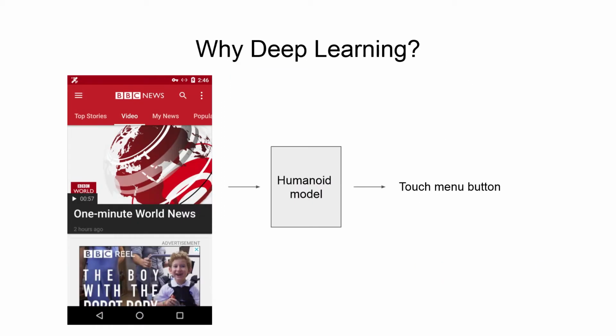During using an app, a human decides what to do next according to visual information. Humanoid learns from human, so it does the same thing. That is, given the current UI state of an app, Humanoid should decide what to do next. Deep learning is proved to be successful in dealing with complex inputs like images, so it's adopted by us.